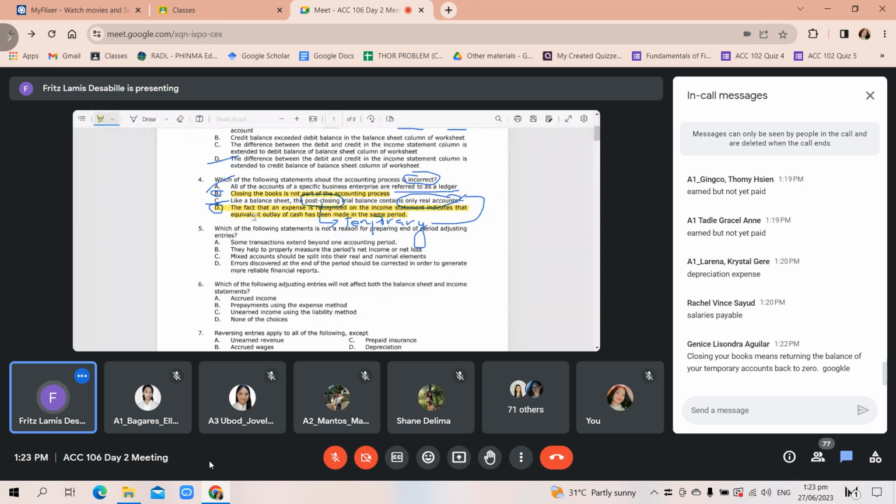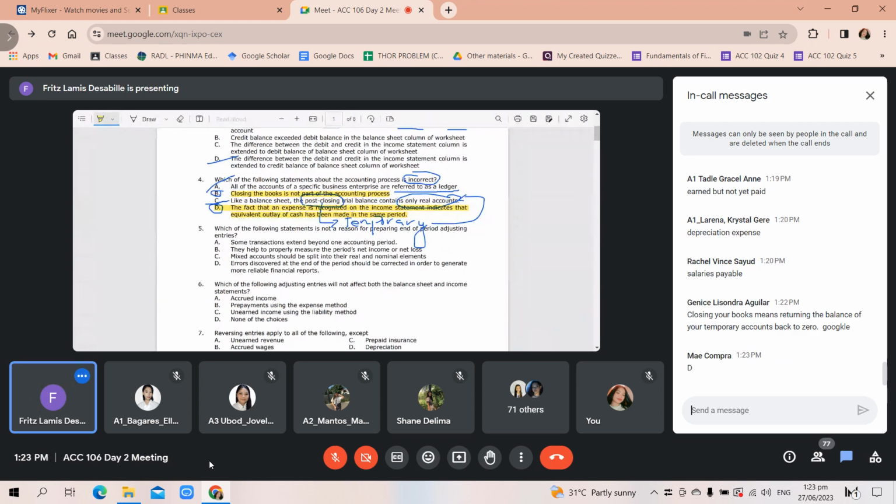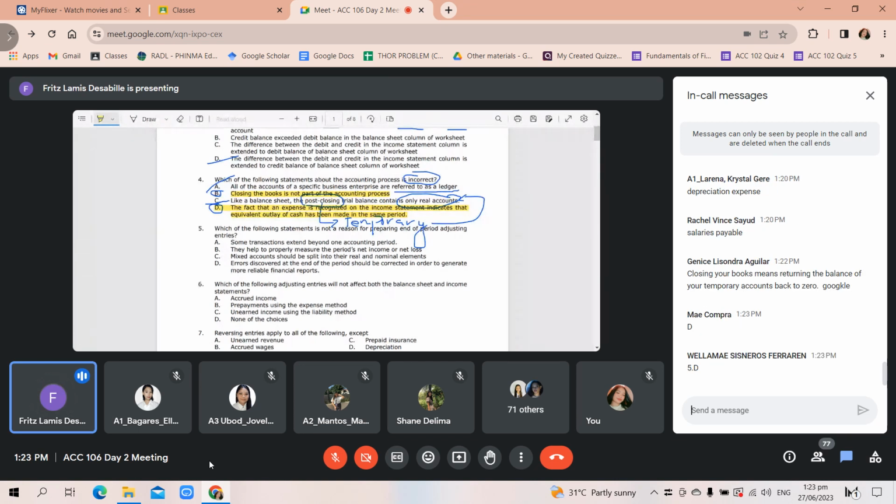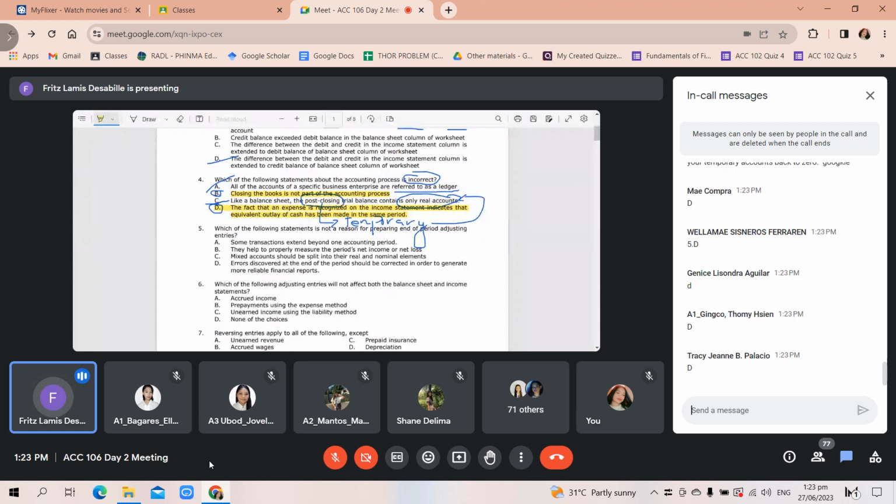So number 5, which of the following statements is not a reason for preparing end of period adjusting entries? Letter A, some transactions extend beyond one accounting period. Letter A is correct. Again, for number 5, letter D is the answer. This is the wrong statement.